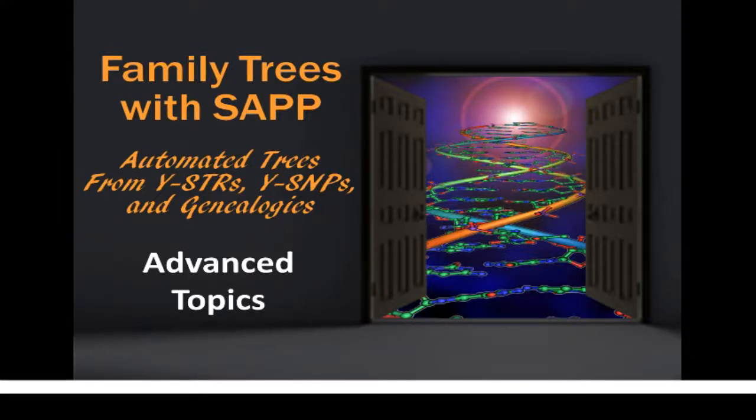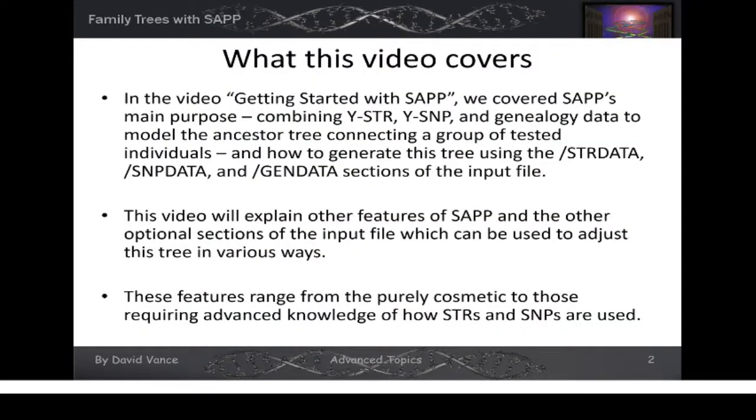My name is Dave Vance, and this video is the advanced topics in the series of videos about SAPP, still another phylogenetic program, which is a program that produces automated trees from YSTRs, YSNPs, and genealogies. In the first video, we covered the main purpose of SAPP, and we covered the three major sections of the input file. That's the /str data, /snp data, and /gen data sections of the input file, and how to combine those in order to give data into SAPP to produce trees that reflect the ancestry of a group of men connected by Y-DNA. This video covers more advanced topics.